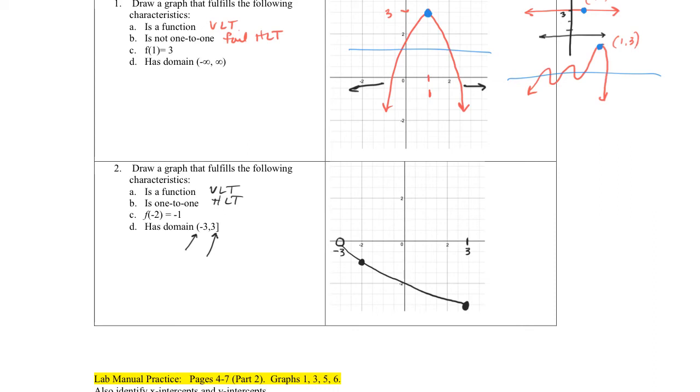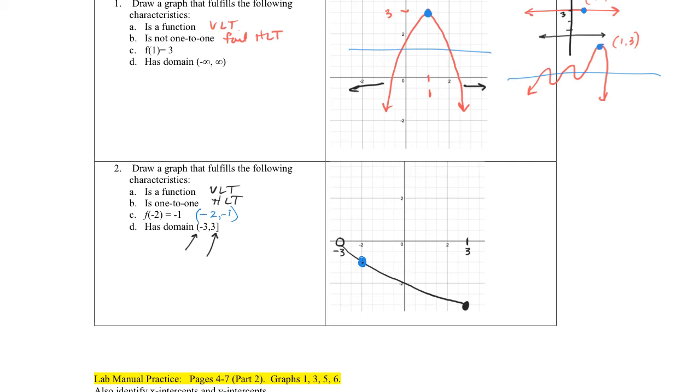Okay, so again, there's a multitude of graphs that you could have drawn. Just make sure your graphs have all of the characteristics. It is a function, so it has to pass the vertical line test. You can see mine does. It is one-to-one, so it has to pass the horizontal line test. Again, mine does. It has the point where f(-2) is equal to -1, which means you have the point (-2, -1) on your graph. For me, that's right here.